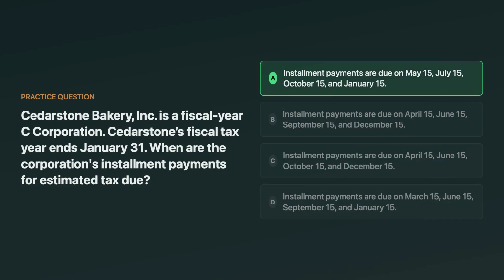The correct answer is May 15th, July 15th, October 15th, and January 15th. Corporate estimated installments are due the 15th day of the 4th, 6th, 9th, and 12th months of the corporation's tax year. The tempting wrong answer is the calendar year set, April, June, September, December, but that only fits a tax year ending December 31st.